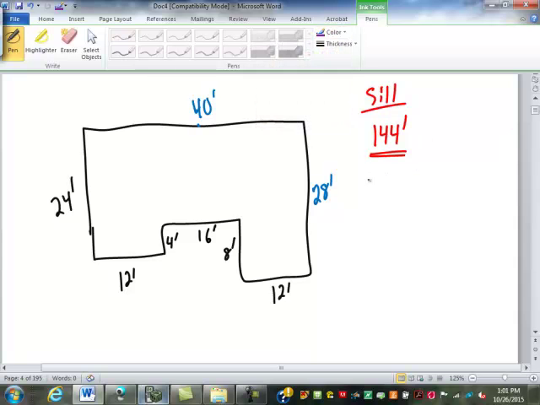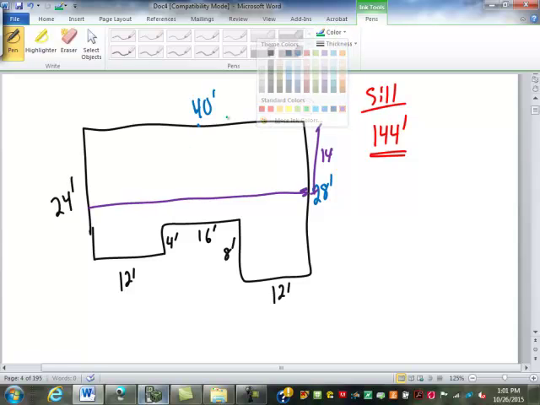Okay. Now here we need to know where the beam is going to be. I'm going to say the beam goes dead center of the 28 feet, so I'm going to go 14 foot to beam from there. So I'm going to run my beam across. All of these on this side are 14 footers. We also have 14 footers here.